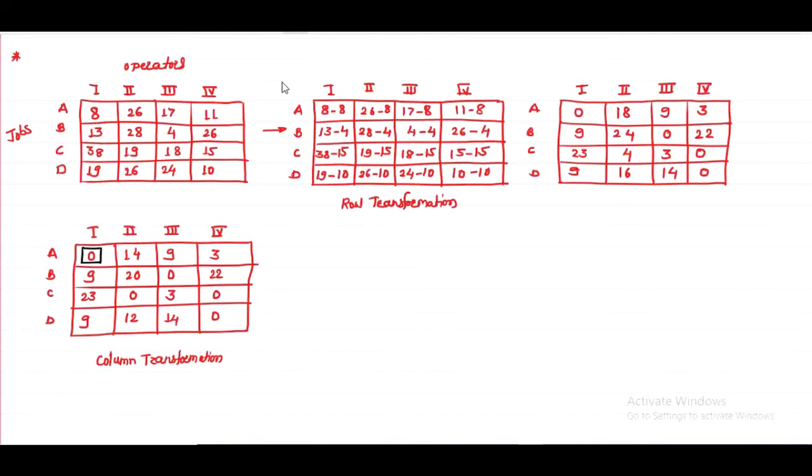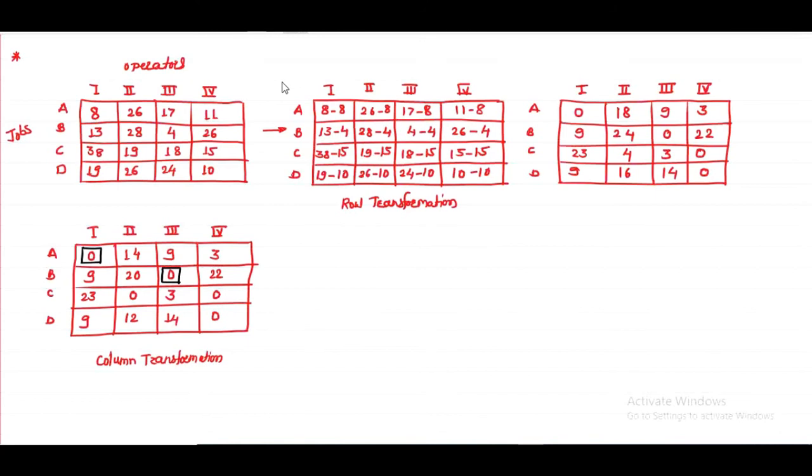In the second row, there is also only one 0 available. Then we will draw another square around this particular 0. Then again we will check whether any other 0 is available in this particular column. No 0 is available. Then again we'll go for the third row.